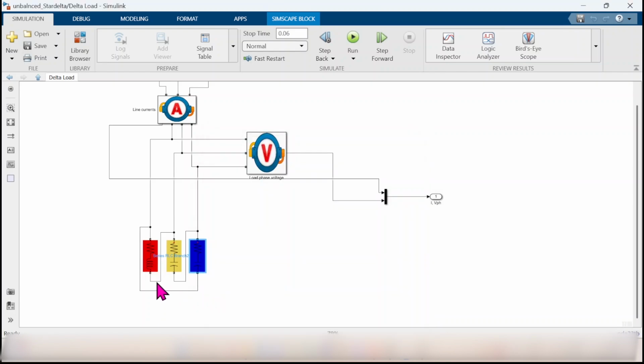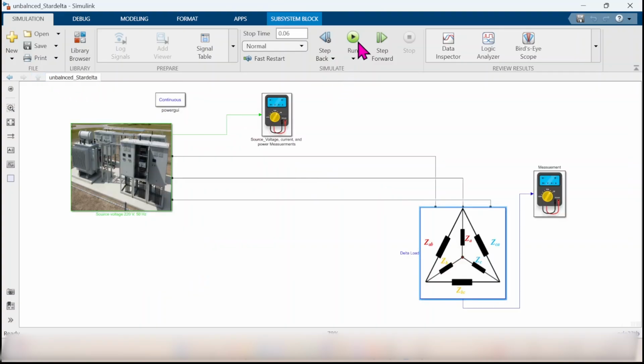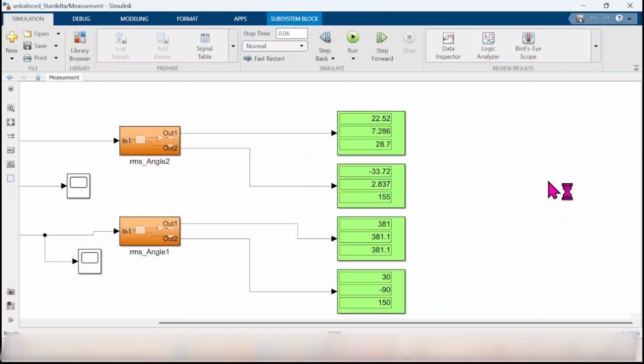So if you look here, we are going to connect the end of phase A to the start of phase B. The end of phase B will be to the start of phase C, and the end of phase C will be connected to the start of phase A. We're going to measure the voltages and line current. So line current of the delta will be the phase current of the star. So let's run. Let's check the results. We have the same currents we had before, 22.5, 7.3, 28.7 with the angles shown here. And the voltage applied to the load now is the line voltage of the star connection.